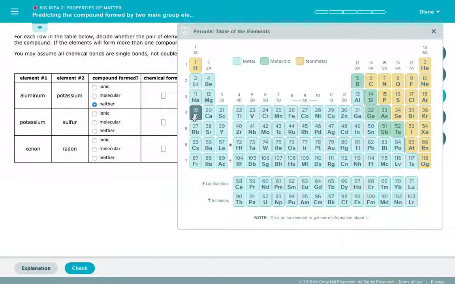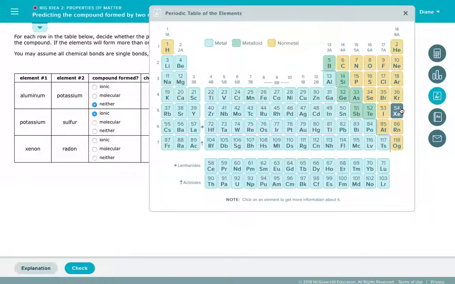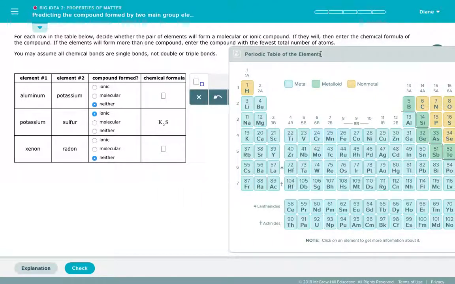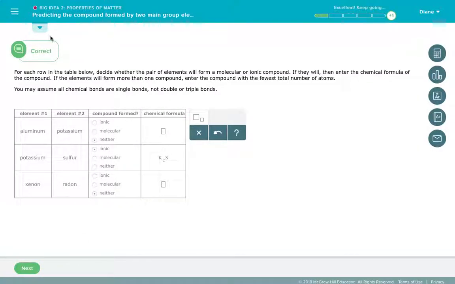Potassium and sulfur. Here's potassium. Here's sulfur. A metal and a nonmetal would be ionic. And then they want the compound. Potassium has a charge of 1. Sulfur has a charge of 2. So I'm going to need 2 potassium to 1 sulfur. And xenon and radon, oh, xenon, it's a noble gas. It doesn't react. So I would click neither there. And let's check our answer. There we go.